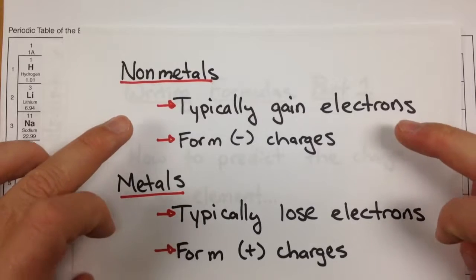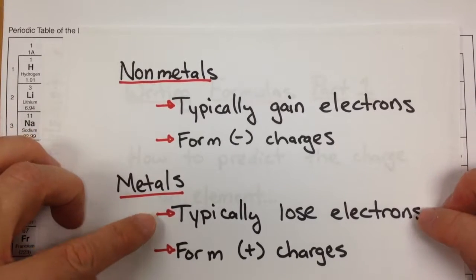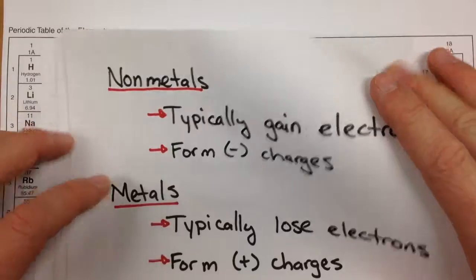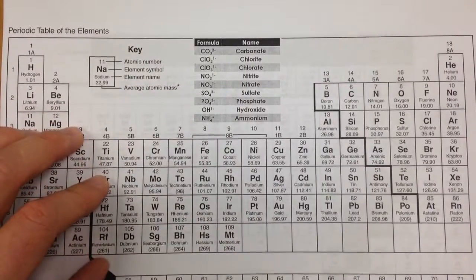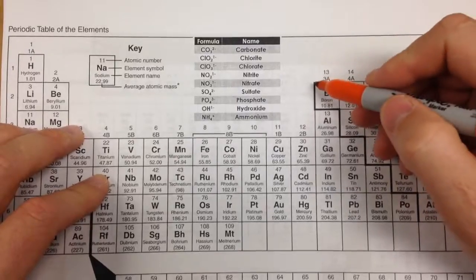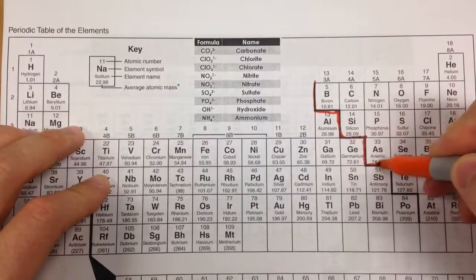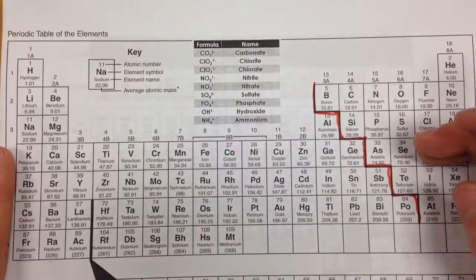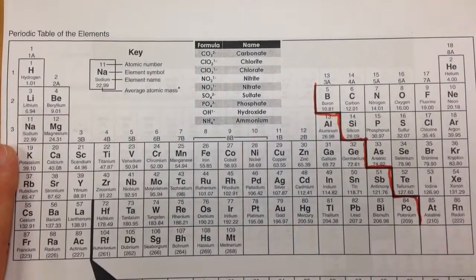What we're going to do is figure out why nonmetals gain electrons and why metals lose electrons, and how many they typically gain and lose. For that, what we need is the periodic table. Typically, this little stair step on the periodic table divides the metals from the nonmetals, where the metals are over here on the left-hand side, and the nonmetals are over here on the right-hand side.